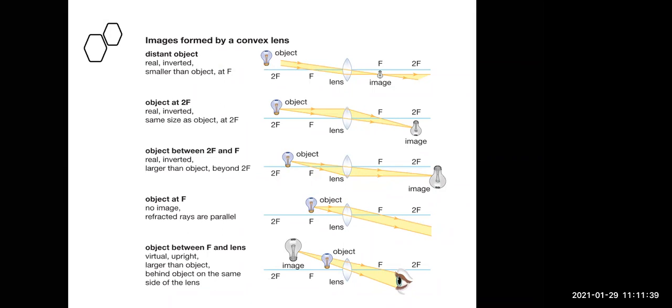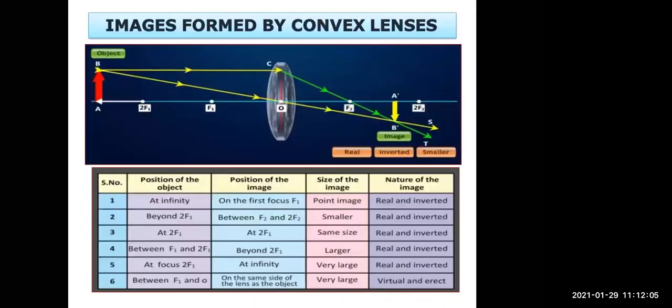As it is at an infinite distance, it is not possible for us to show it on the paper. And if it is at an infinite distance, naturally the image formed will be very large, and it will be real and inverted. Then comes the object between F and the lens, that is, between F and the optical center. Here you can see the sixth case.